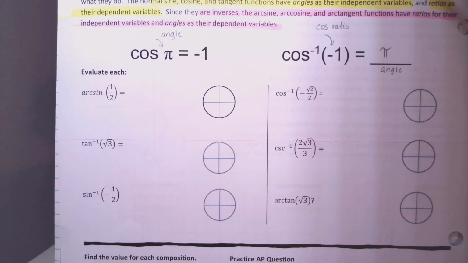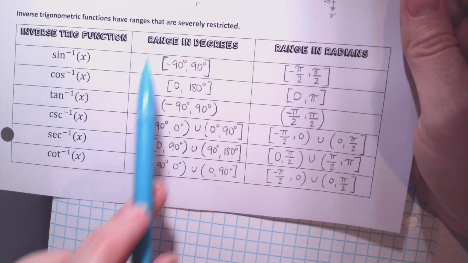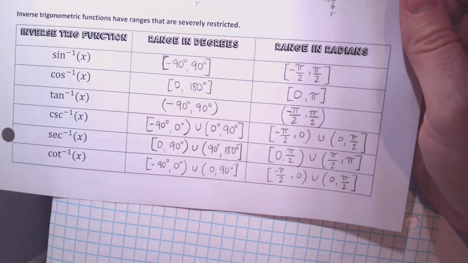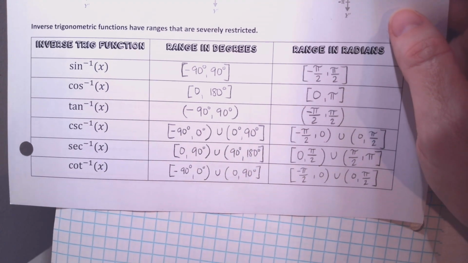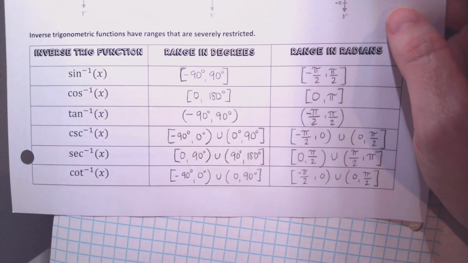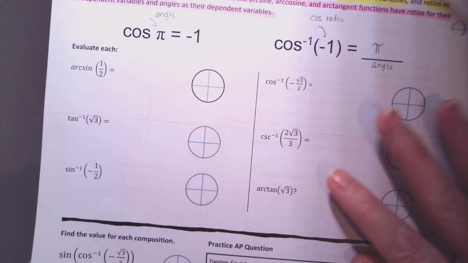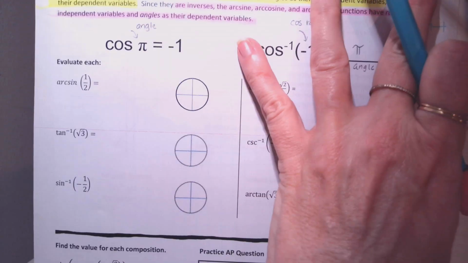Now the reason all these little circles are on here is I use these to help me think about what part of my unit circle I need to be looking at, because we are only allowed to look in these areas. We don't want to look in the whole unit circle. For sine inverse, we only want to look from negative pi over 2 to pi over 2. For inverse cosine, we want to look from 0 to pi, and so on and so on. So I kind of use this to help me remember which part of my unit circle I'm looking at.